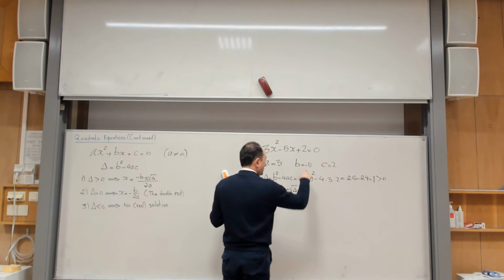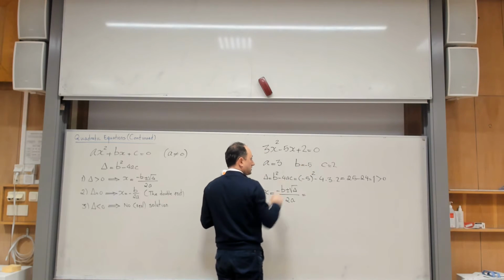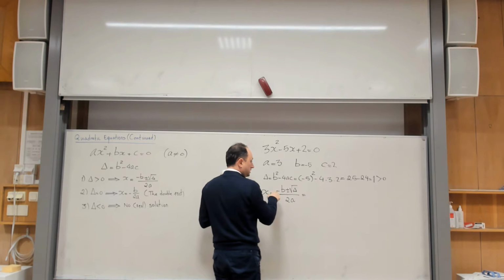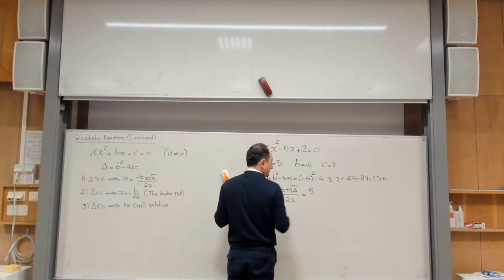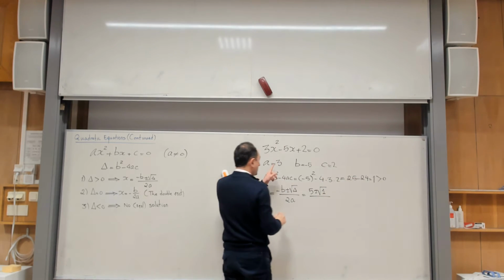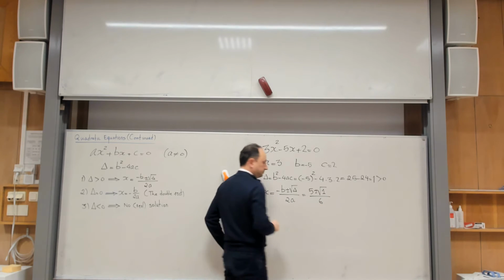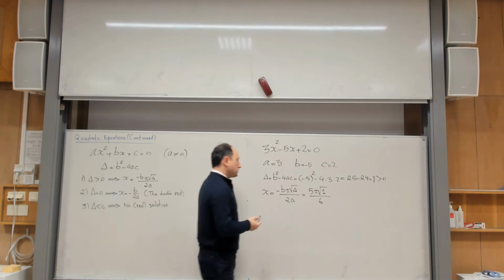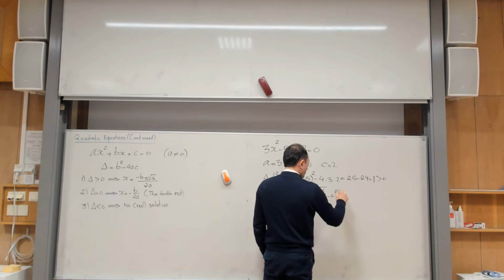Then I go to my value. B itself is negative. There is a negative sign in the formula, so it becomes positive 5. And then you have plus or minus the square root of delta. Delta is 1 divided by 2 times a, which is 6. Yes? Square root of 1 is 1, so it becomes 5 plus or minus 1 divided by 6.